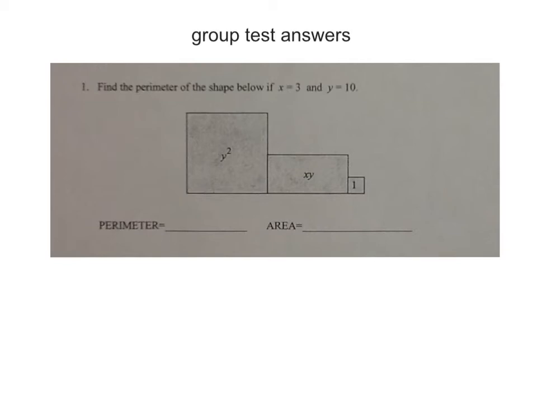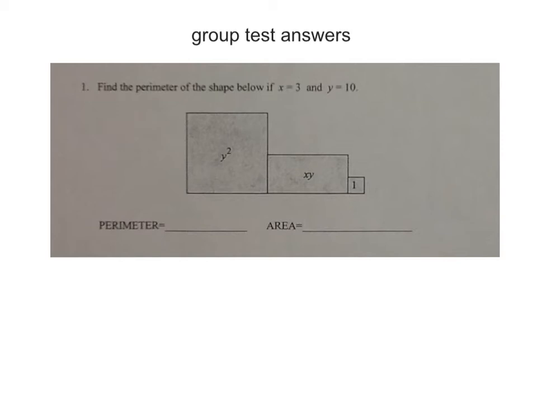Let's start with number 1, finding the perimeter of the shape below, if x equals 3 and y equals 10. All right, so to find perimeter, we need to add up all the sides. So let's start by labeling the lengths of each side.